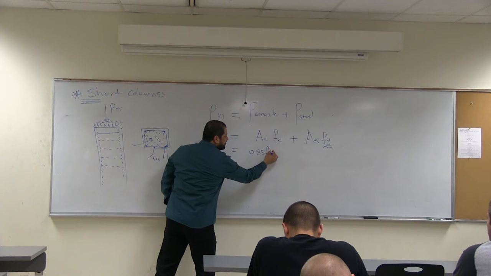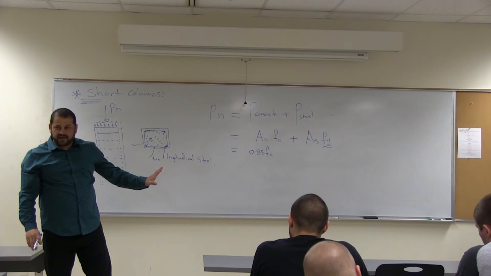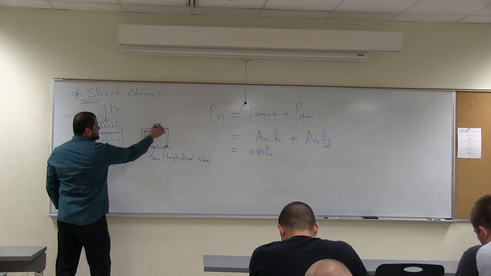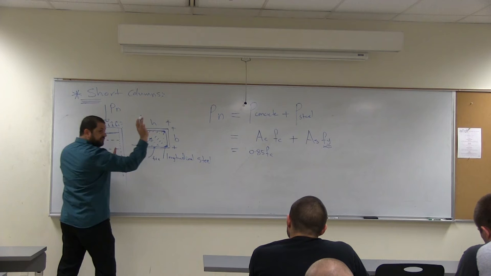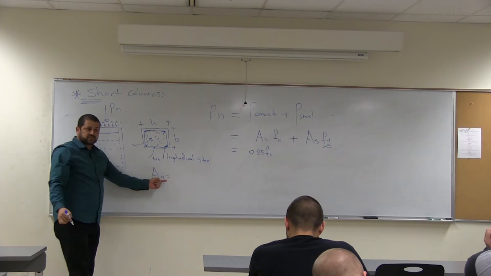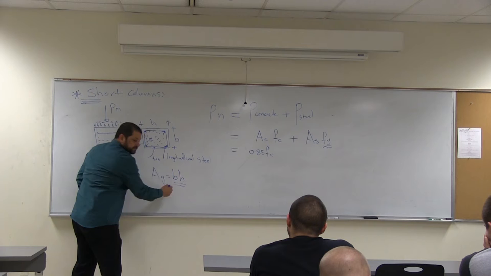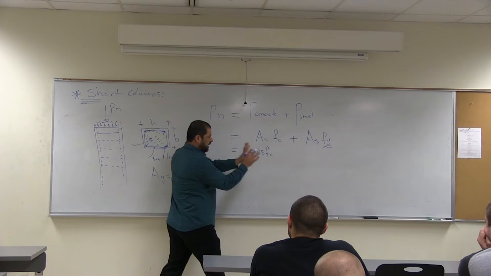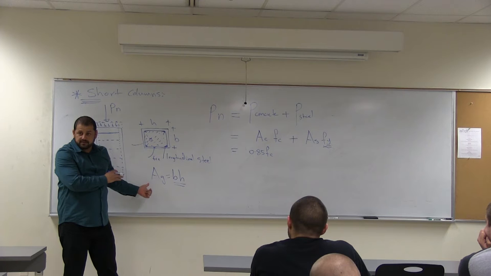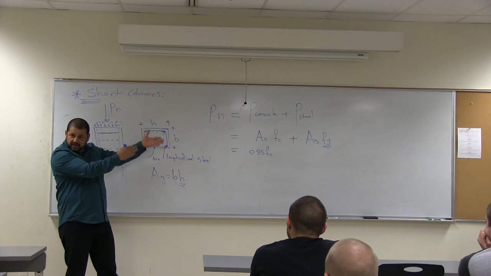0.85 f'c. What's the area of concrete? If this is B and H, by definition, A gross, in reinforced concrete when it's used by the ACI code, means the area of concrete as a gross without including the steel. So A gross, most of the time, is BH. What's the area of concrete now? Is it A gross? It's not. There are some bars. So it's A gross minus As.